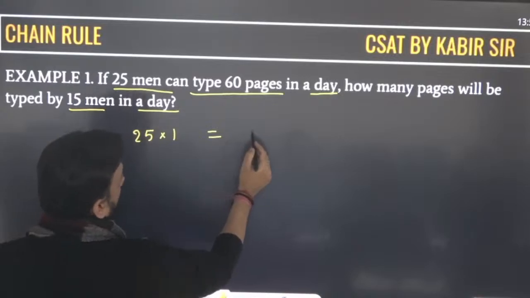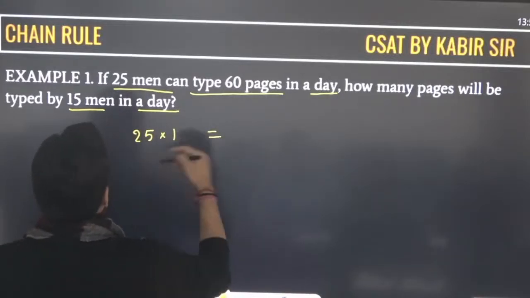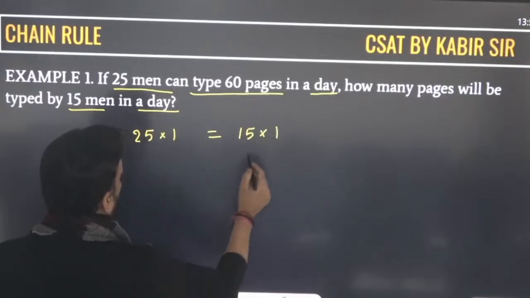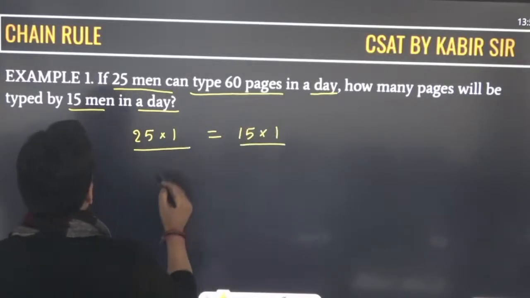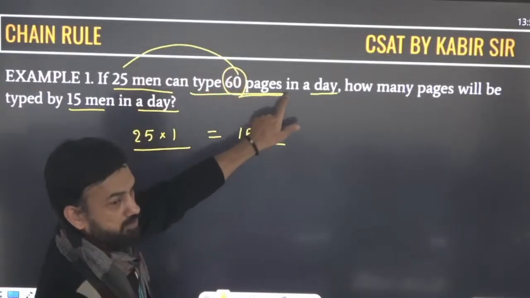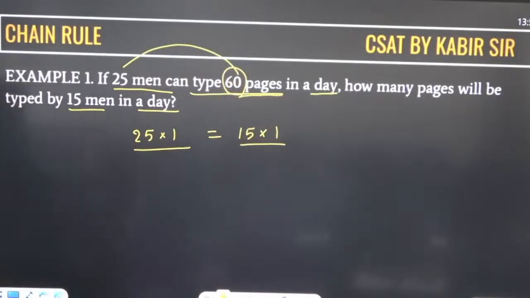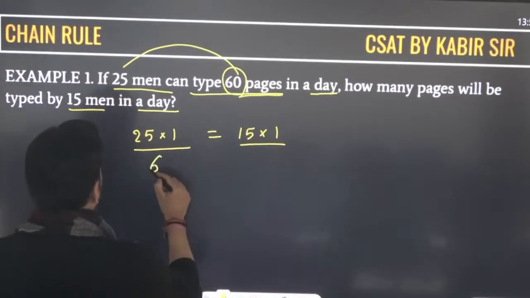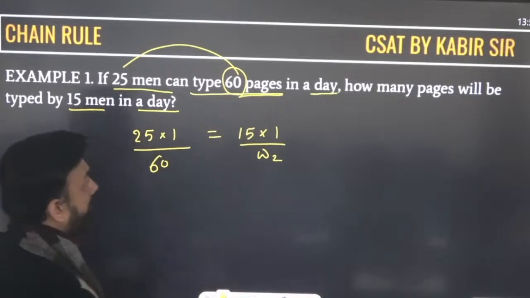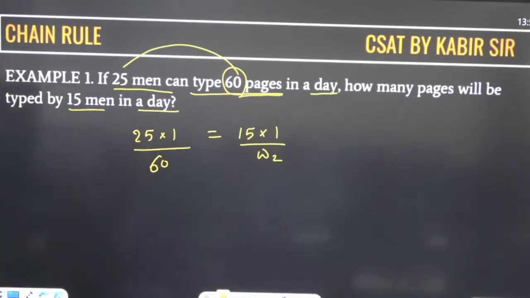Here also we have to find 15 men. They are working a day, right? So how much work are they doing? They are typing 60 pages. Where will the 60 come? 60 is the work, right? So 60 will come this side. We have to find this thing. So how many pages will be typed by 15 men?